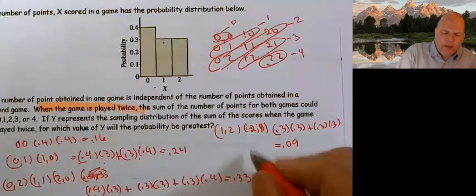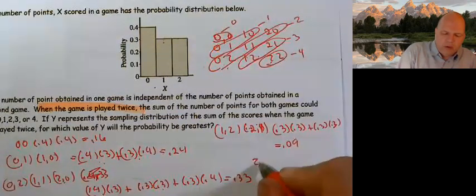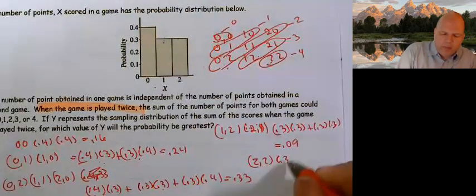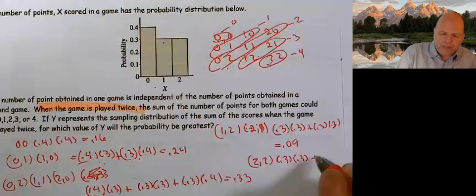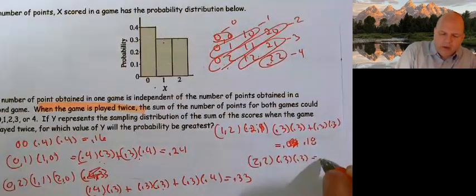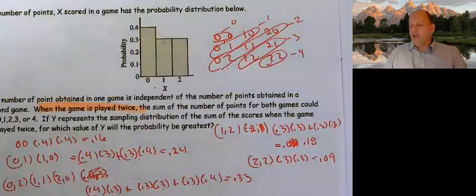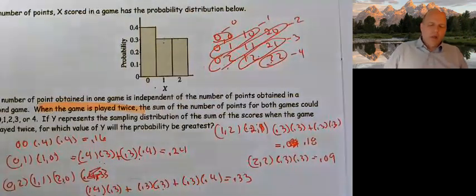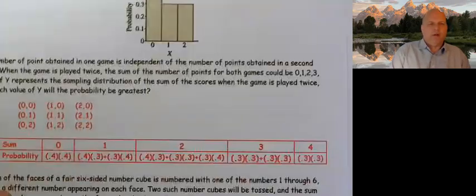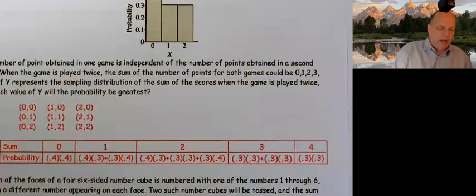And then finally, we get to do the 2 2s. And the probability of a 2 is 0.3. So 0.3 times 0.3. Oh, this is 0.18, excuse me. I didn't add that. This is 0.09. So those are my probabilities, okay? And more neatly written, so that might be easier for you to copy down.